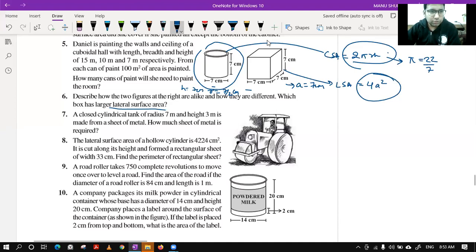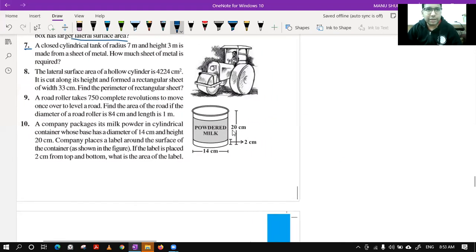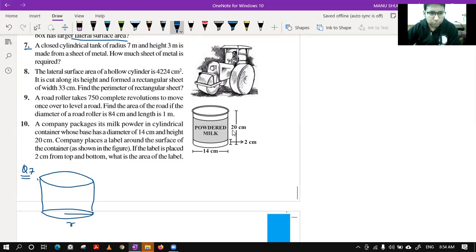Now let's see the next one. Question number 7. A closed cylindrical tank of radius 7 and height 3, 9 and 8 both. Okay, so we will take 8 and 9 both. Now, a closed cylindrical tank, question number 7. First, draw the diagram. Of radius 7 meter. So R is given to you, and height 3 meters. So height is also given to you.